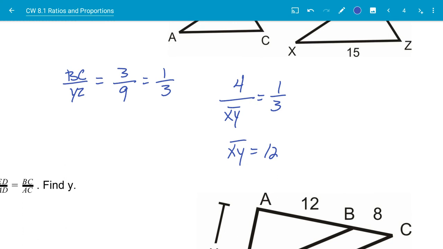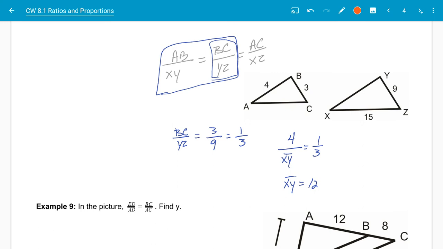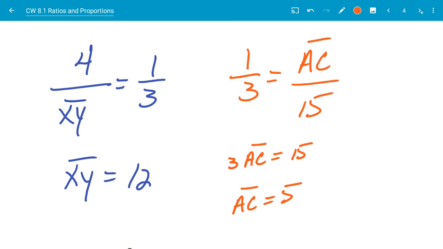Fairly simple there. So on the second one, to find out AC, I'm going to take this proportion here. I'm going to say 1/3 is equal to AC, which I don't know what that is, over XZ, which is 15. So now I can cross multiply and say 3 times AC is equal to 15. So divide both sides by 3, and I will get AC is equal to 5.